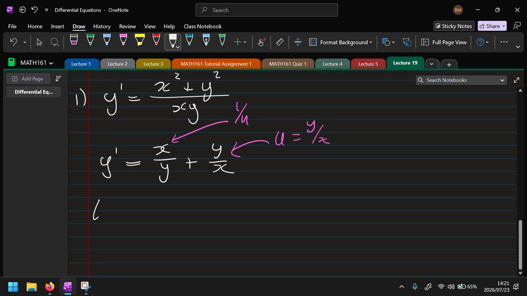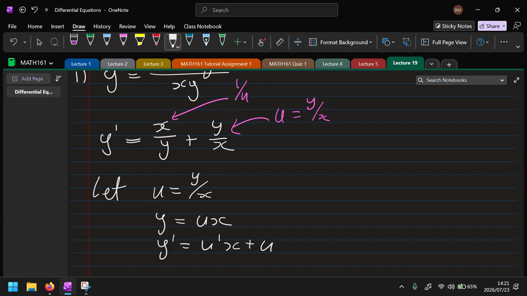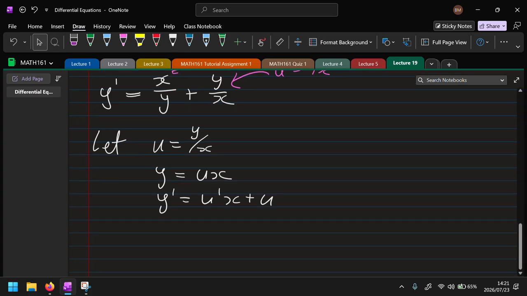So let u be y over x. That takes care of that right-hand side. Now for the left-hand side, we need y prime. With a little bit of cross-multiplying, y prime is u prime x plus u. It will always be that. So let's substitute for the left-hand side and the right-hand side and see what we get.